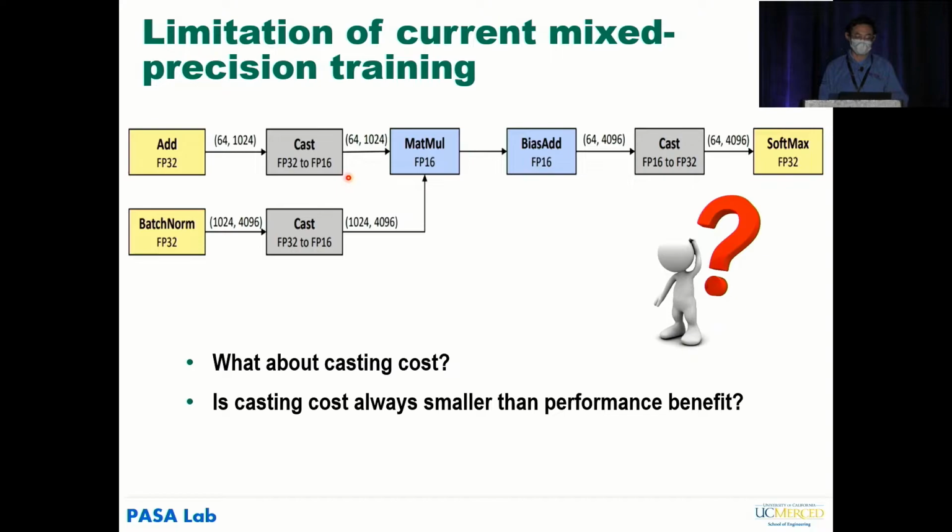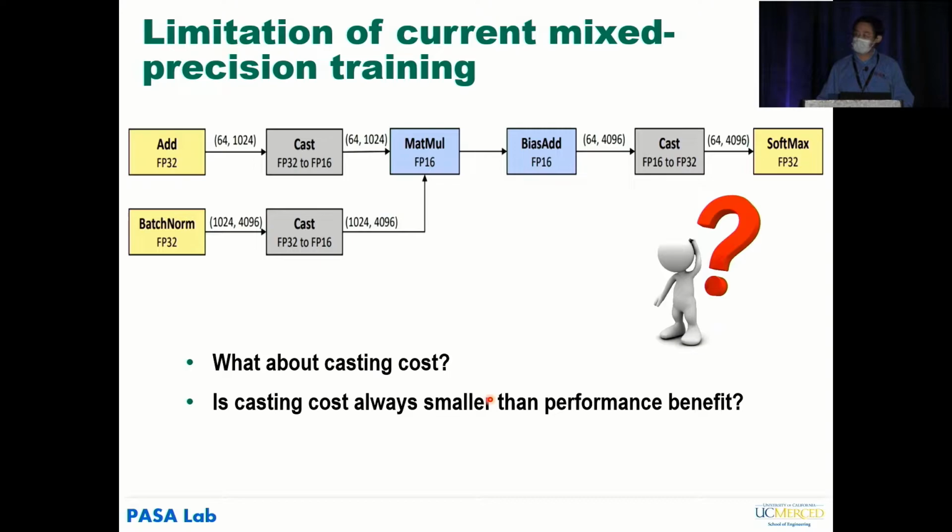Now, if we look at this whole workflow, we may immediately find a problem. This workflow pays attention to accuracy and convergence, and it pays attention to performance, but it never pays enough attention to the casting cost. What about the casting cost? It seems to be just an implicit assumption that the casting cost is always smaller than the performance benefit.